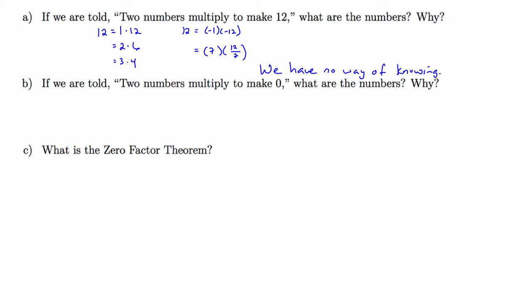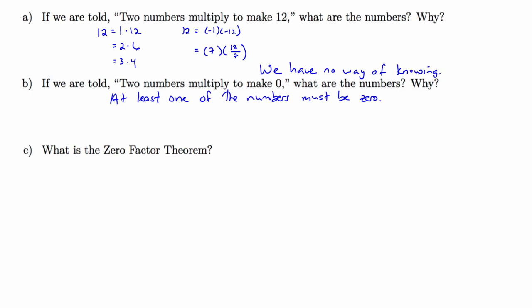On the other hand, in Part B, if we are told two numbers multiply to make 0 and what are the numbers, this is a very different situation. If two numbers multiply to make 0, the only way that can happen is if one of the numbers itself is 0. So if we're told two numbers multiply to make 0 and asked what are the numbers, at least one of the numbers must be 0.